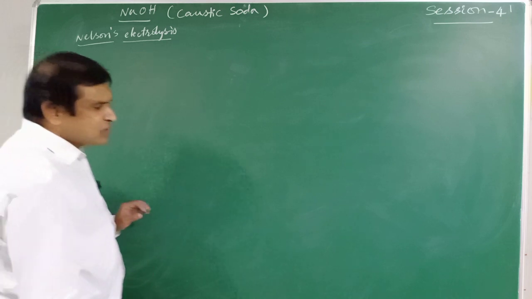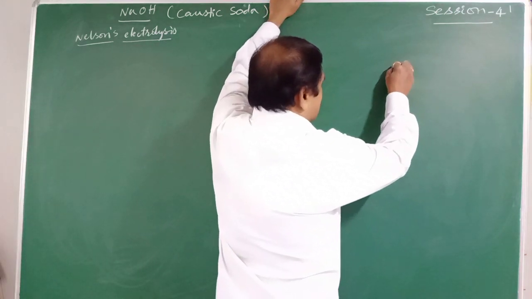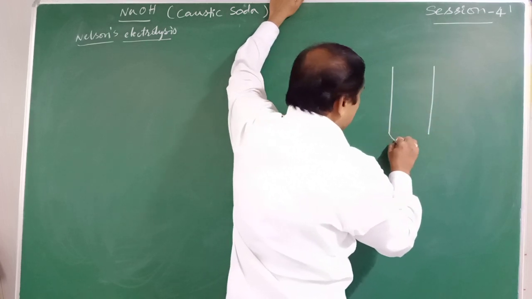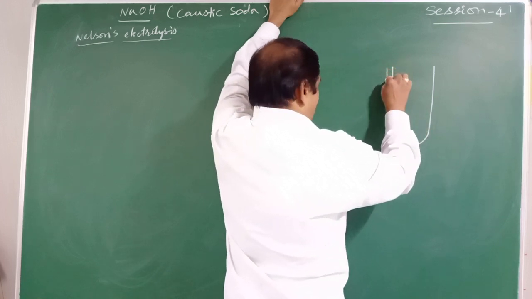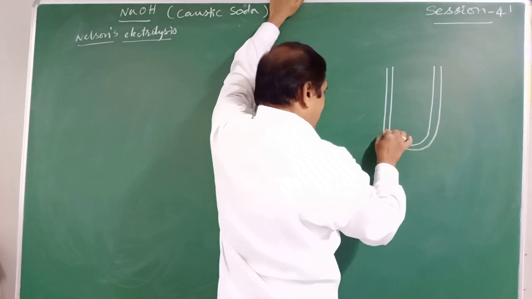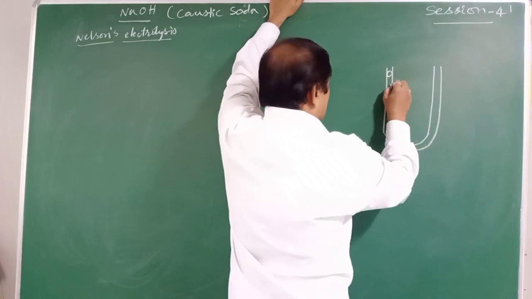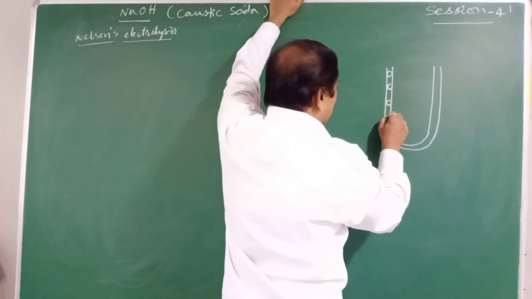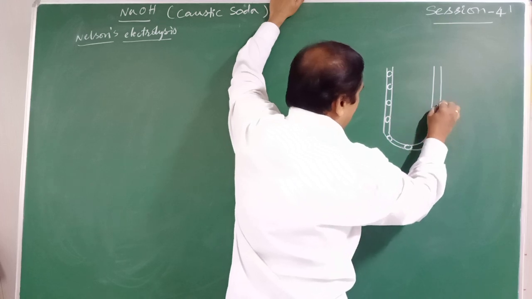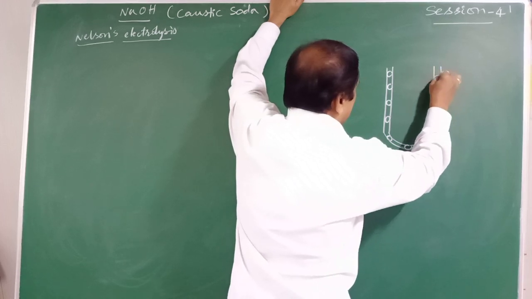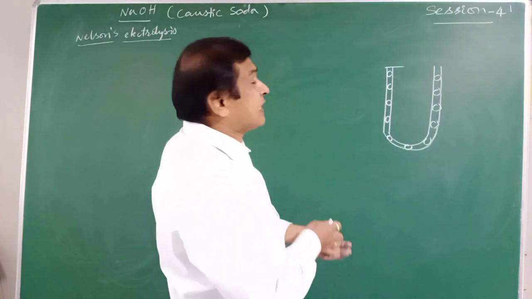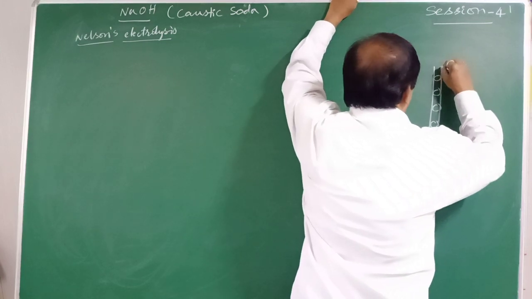So in this method, let us explain the brief diagram of this. It is a perforated U-shaped steel vessel. Perforation means having holes. Perforated U-shaped steel vessel, so itself it acts as cathode.